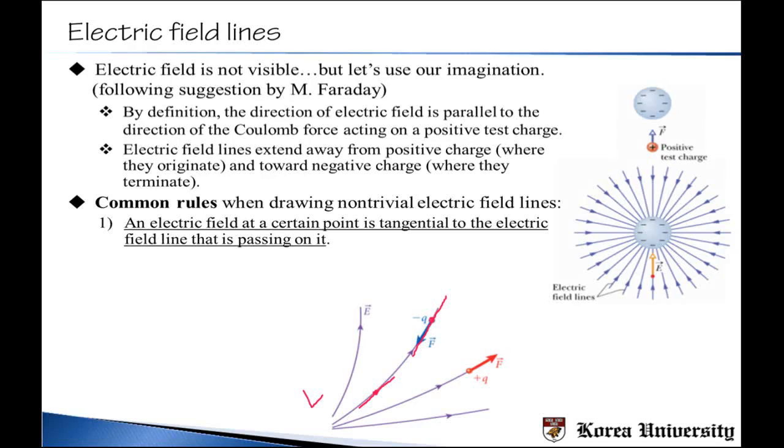So the first rule is that if you have a curved electric field line, then the actual electric field will always be tangential at a certain point.